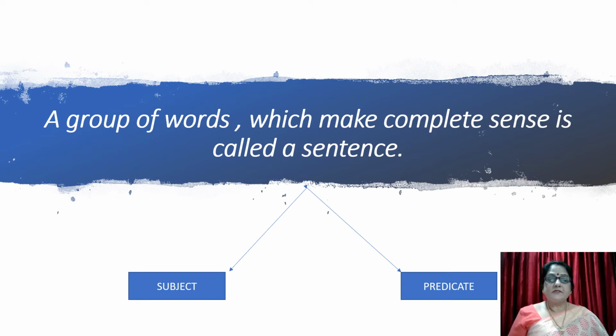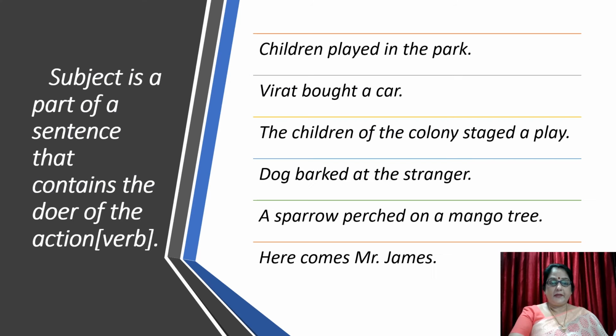A group of words which make complete sense is called a sentence. What is a sentence? It's a group of words which make complete sense. So this complete sense is very important. And a sentence is divided into two parts: subject and predicate. This is subject and this is predicate. Fine. So let us study what is a subject and what is a predicate.